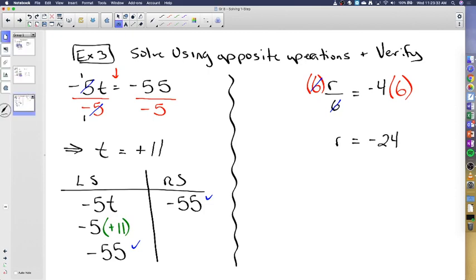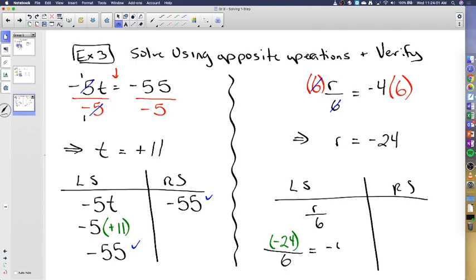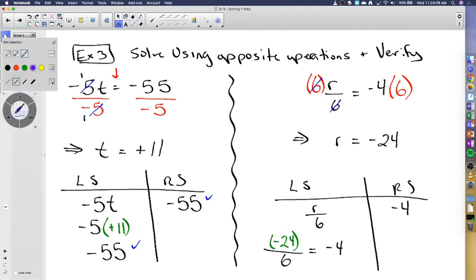So now I have a statement saying the value for r should be -24, and I'm going to double check to make sure that's actually right. My left side of the equation started as r over 6, and I'm saying that r should be -24. So I'm going to substitute that in a set of brackets. Instead of r, I write -24, and -24 divided by a positive 6 is equal to -4. The right-hand side of the equation started off as -4, and we have the same thing on the left as we do on the right.